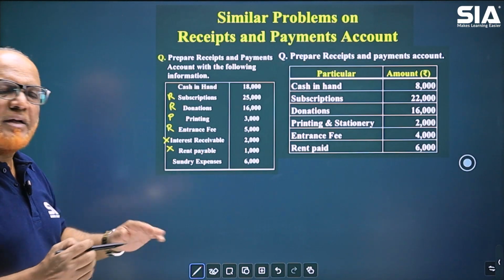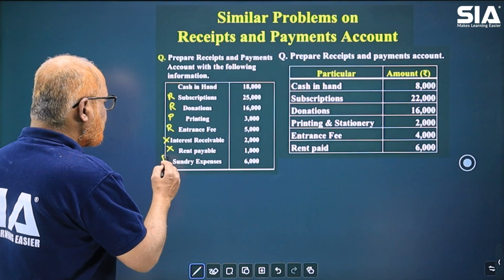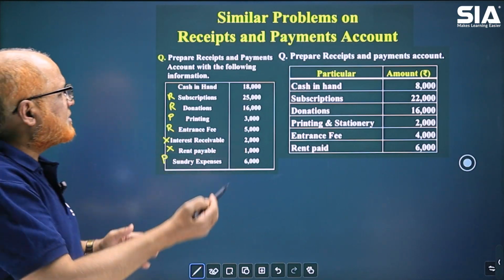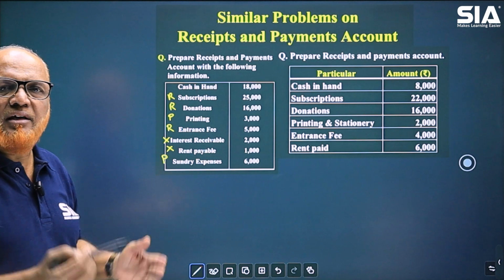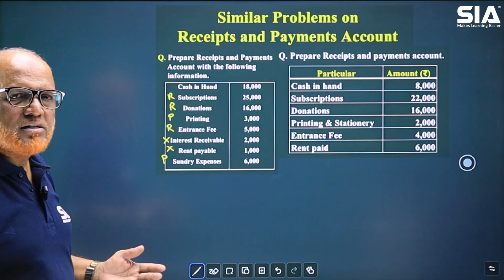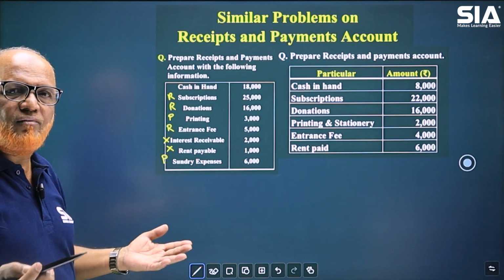Next, sundry expenses. This is a payment. So receipts you will take on the debit side, payments you will take on the credit side. That's all. Then finally you can find out the closing cash balance. Opening cash balance is given, closing cash balance is not given. So you can practice and find it out.